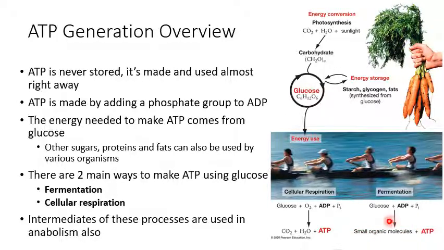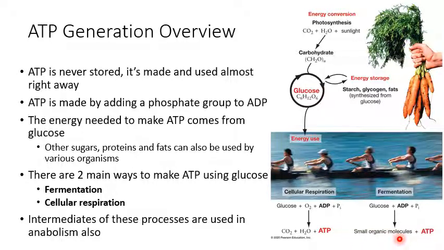So you can see one major difference between cellular respiration and fermentation is that cellular respiration requires oxygen. Fermentation does not require oxygen. Another difference is in the products. Cellular respiration produces carbon dioxide and water in addition to producing ATP. Fermentation is going to produce small organic molecules. So that could be stuff like alcohol, which is ethanol, or it could be like lactate. There's a bunch of different things that can be produced through fermentation.